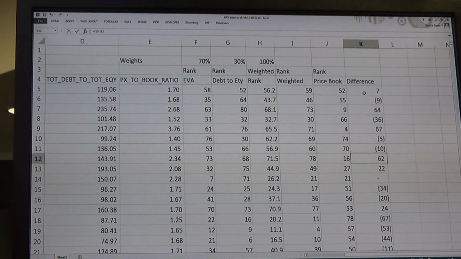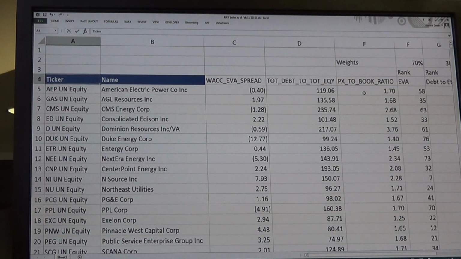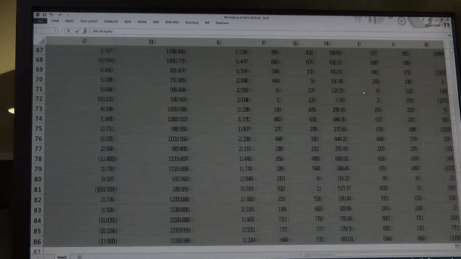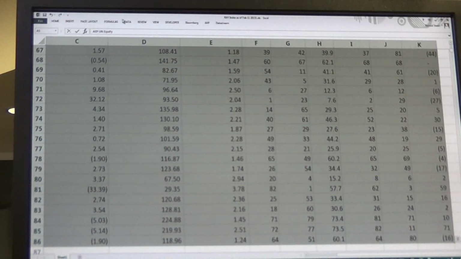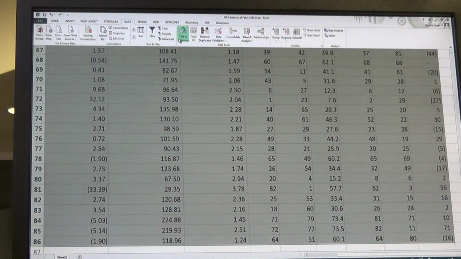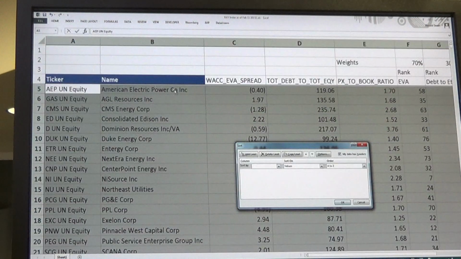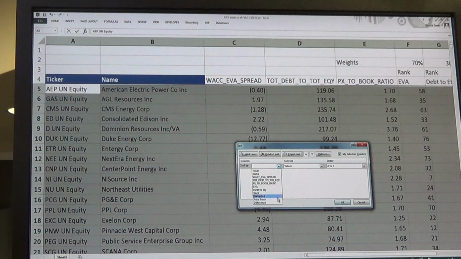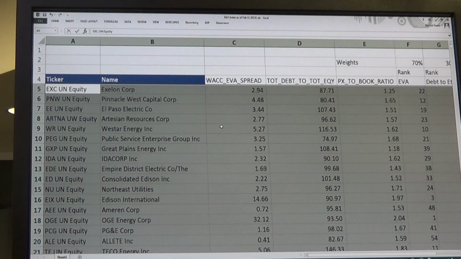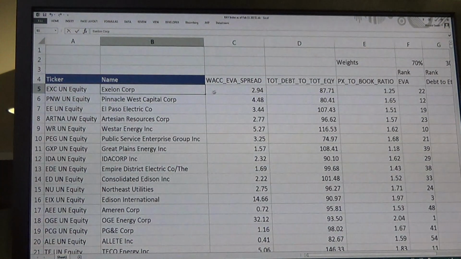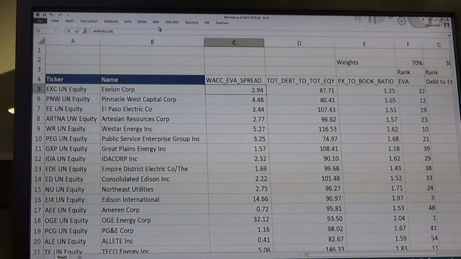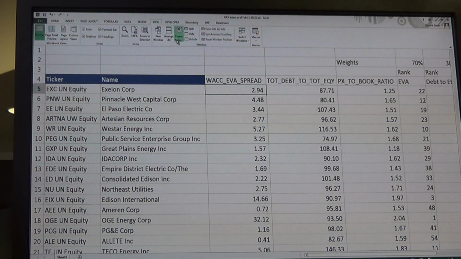And so what we can do now is go back to the very first company and do Control Shift down and right, and then we can do Data, Sort, and we sort by that very last column, the difference column, smallest to largest, and hit OK. And then I'm going to go over to cell C5, and I'm going to do View and Freeze Panes so I can see my companies. And let's see what we have here.